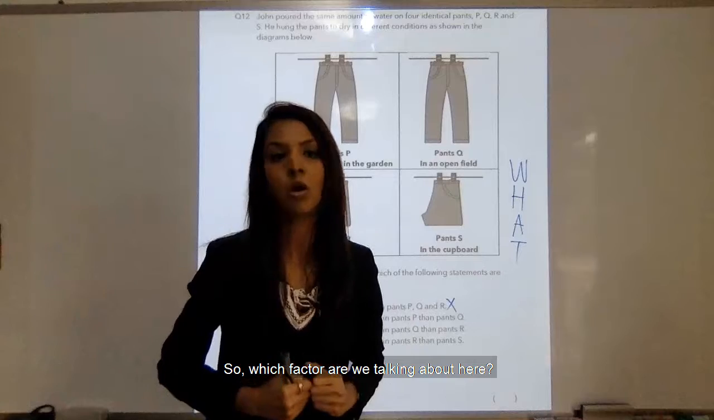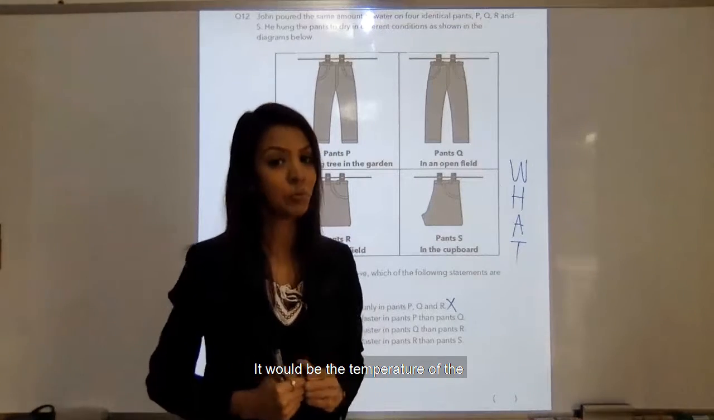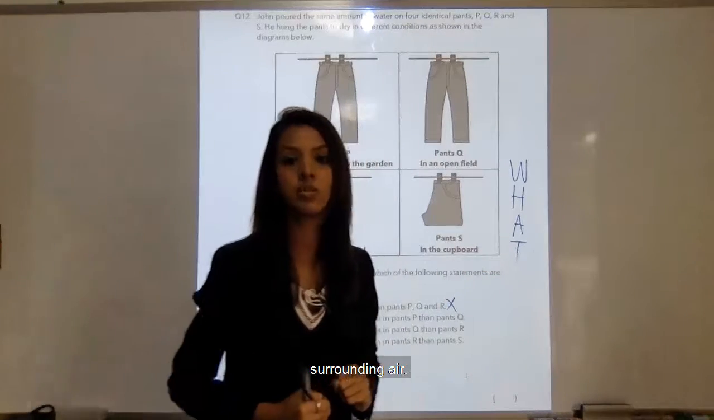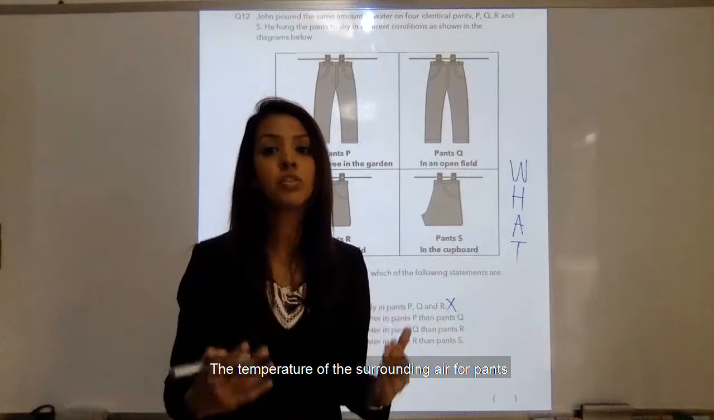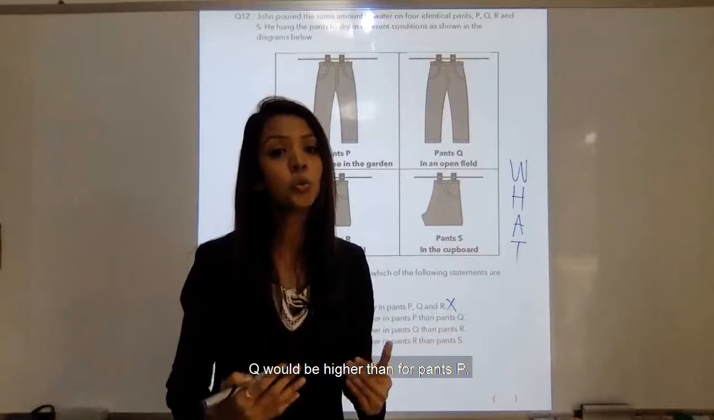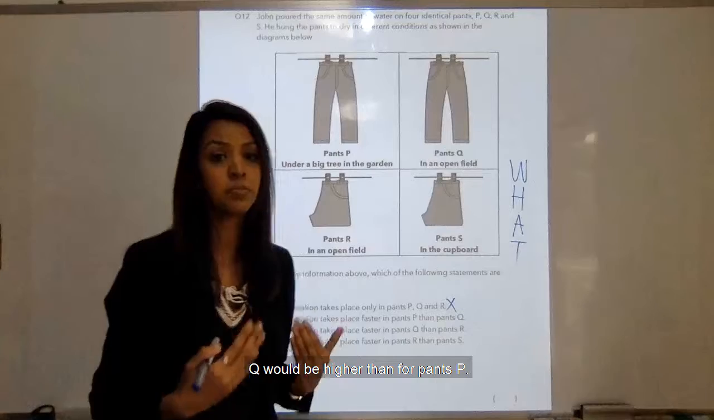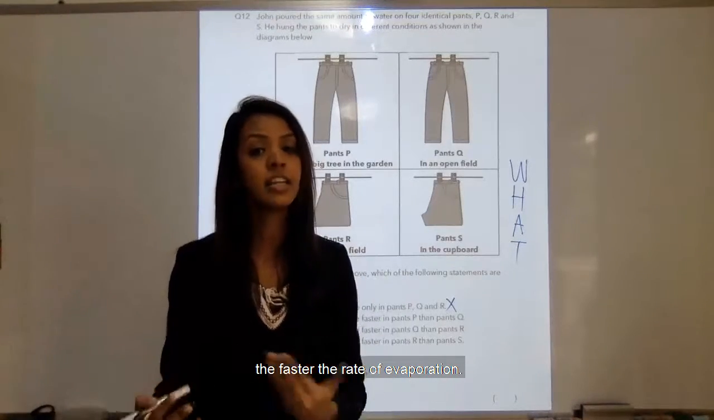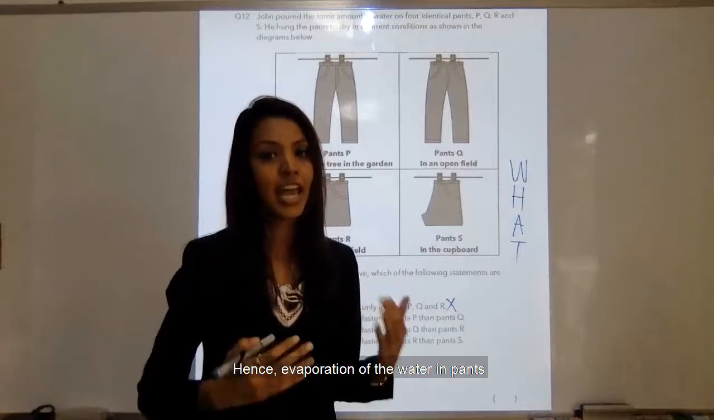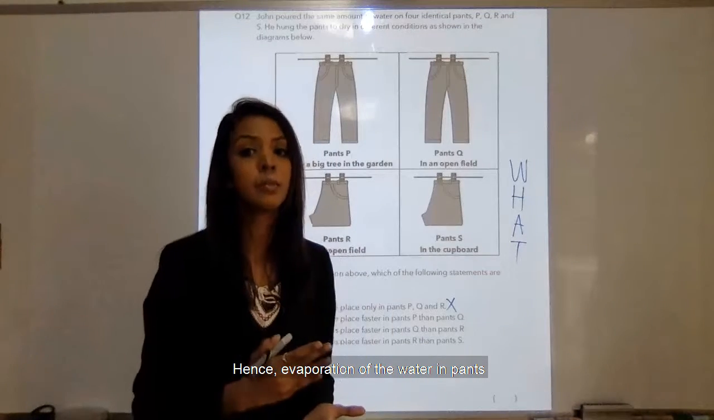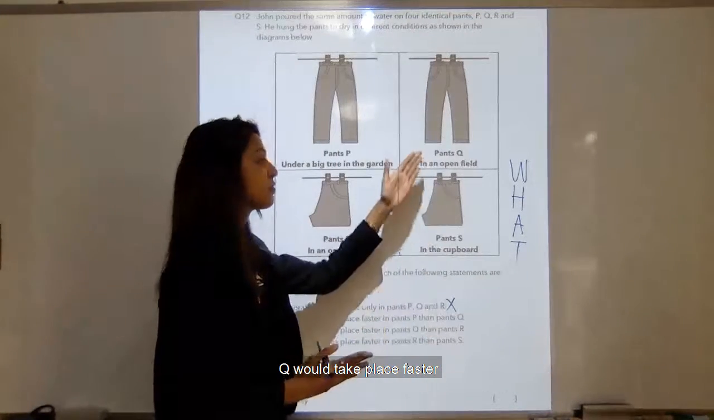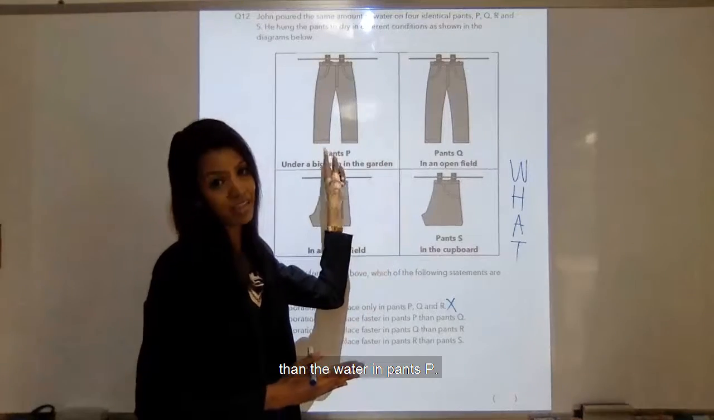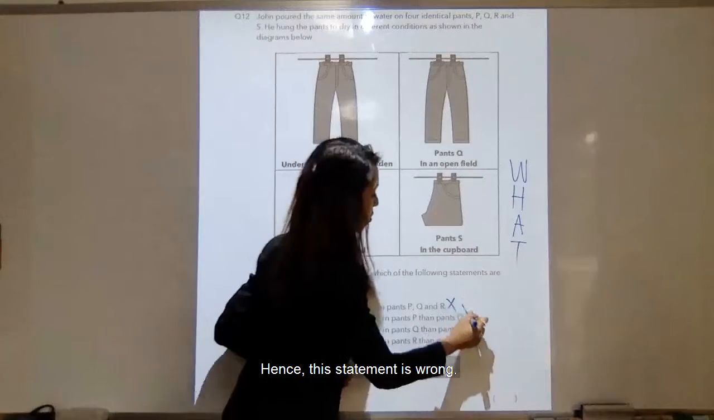So which factor are we talking about here? It would be the temperature of the surrounding air. The temperature of the surrounding air for pens Q would be higher than for pens P. The higher the temperature of the surrounding air, the faster the rate of evaporation. Hence, evaporation of the water in pens Q would take place faster than the water in pens P. Hence, this statement is wrong.